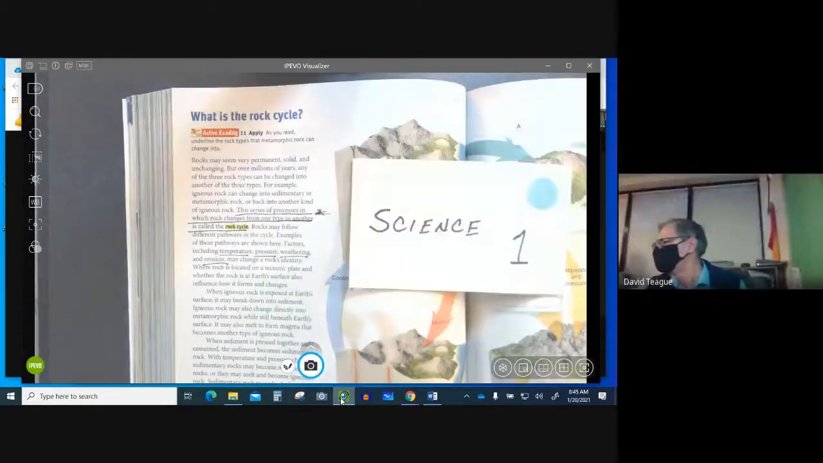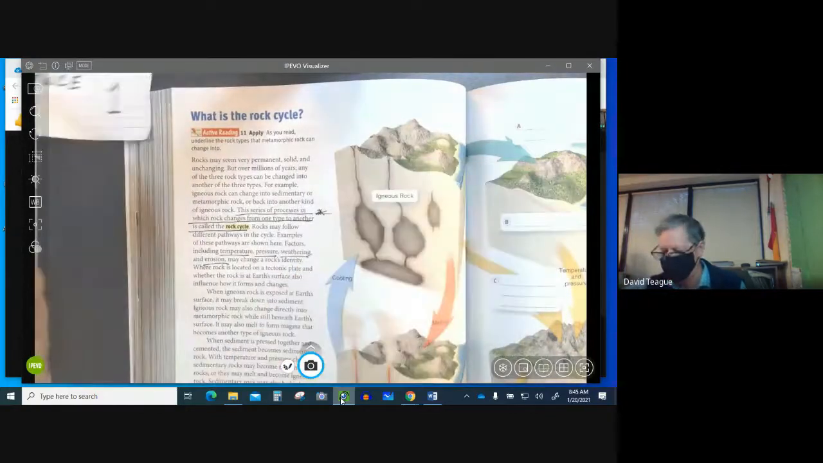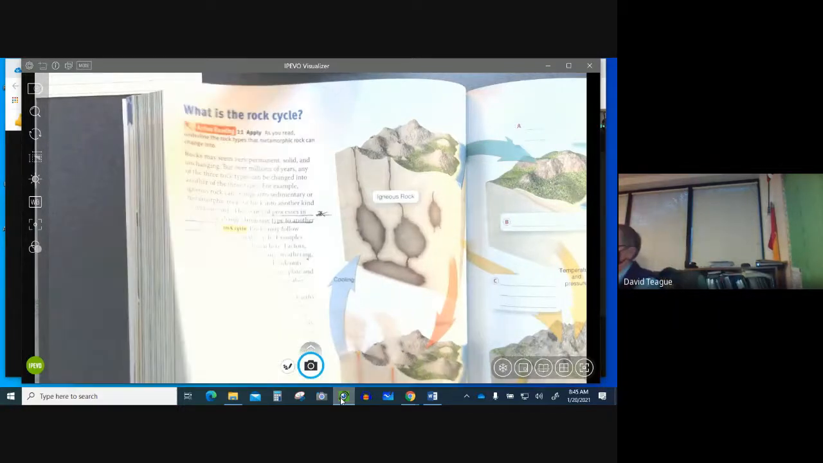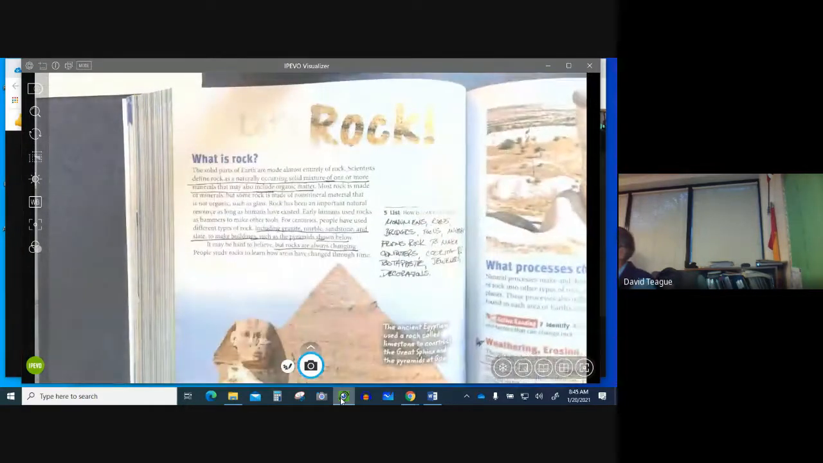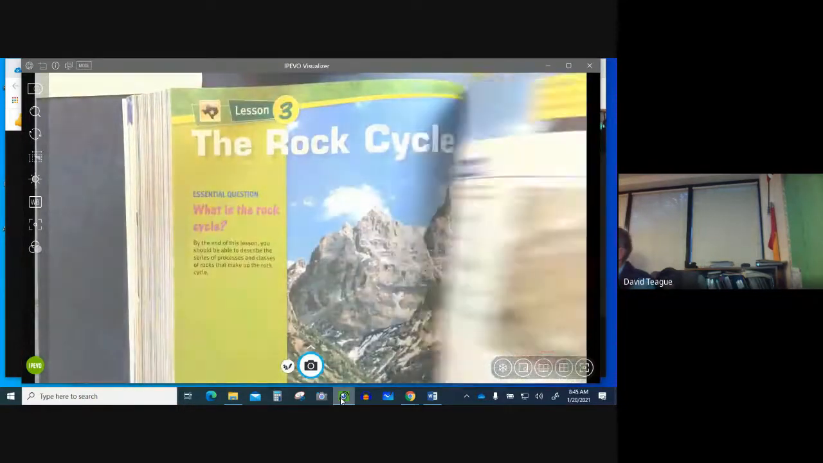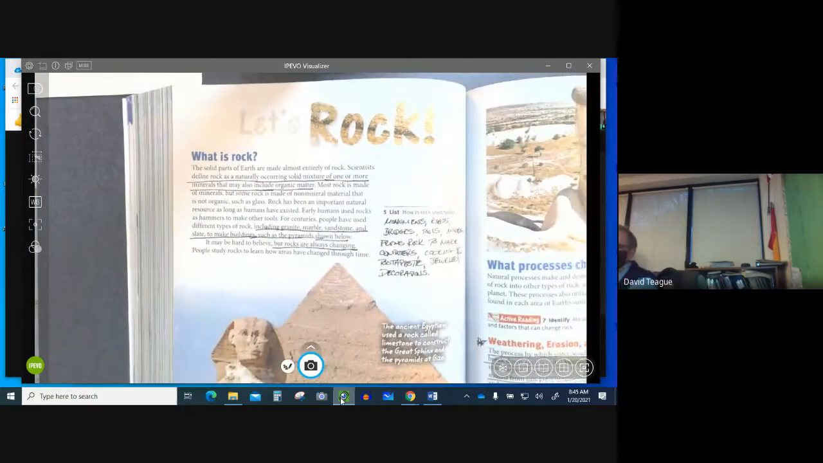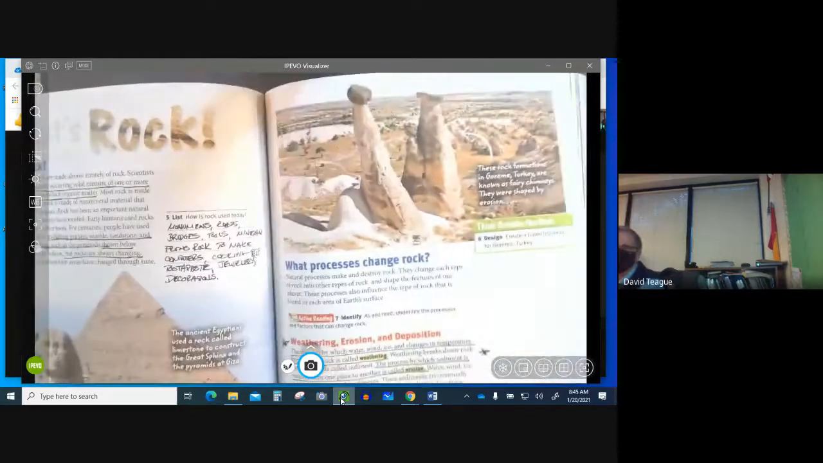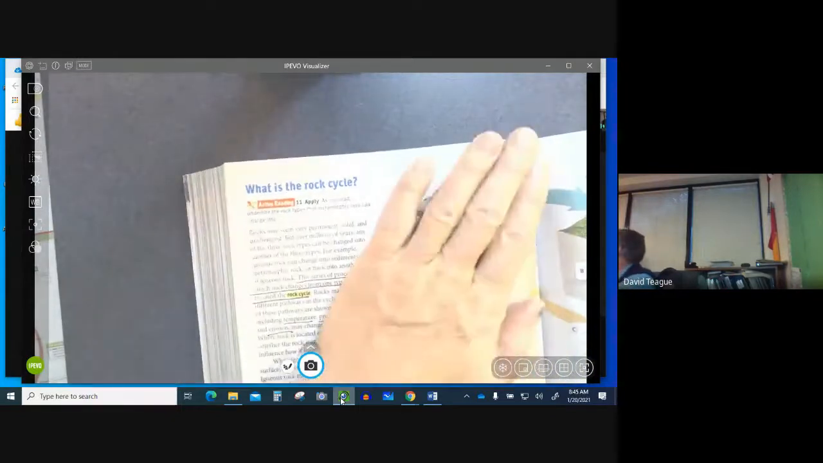Okay. So we're on page 372, right? We're talking about the previous part of the chapter, the different kinds. We went over the kinds of rocks that we learned yesterday, how rock changes. We learned about weathering, erosion, and deposition, right? So now it says, what is the rock cycle?